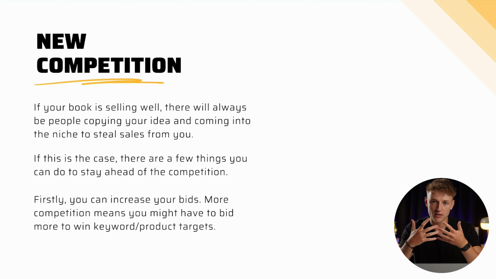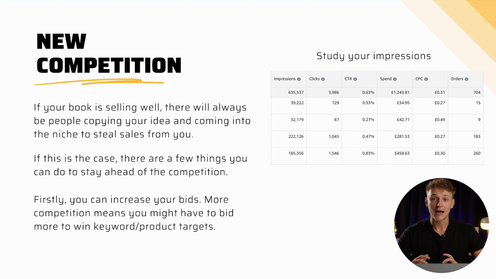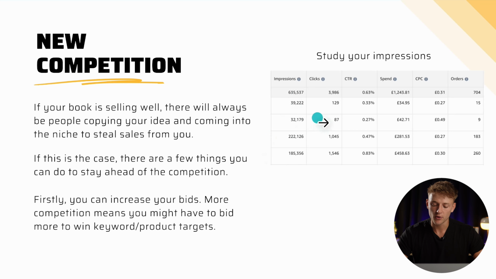Don't be afraid to increase your bids, because actually having lower bids can sometimes be a detriment to your ad performance. So that's the first way you can overcome this potential issue. And a good way you can see if your bid is high enough is by studying your impressions. So for those that don't know, impressions are basically just the number of people who see your ad. If your impressions are dropping every single month, it means less people are seeing your ad because you're winning less auctions because your bid isn't high enough. So just keep an eye on your impressions and see how that changes over time.